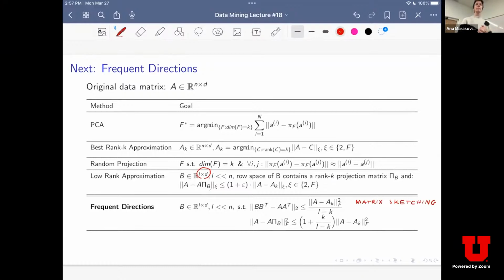Can you explain what sketching is again? I'm so confused. Yeah, let me just finish this stuff.